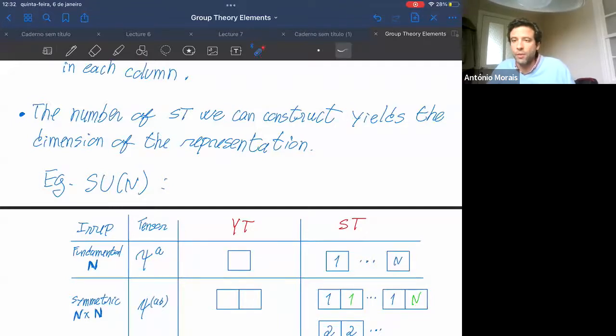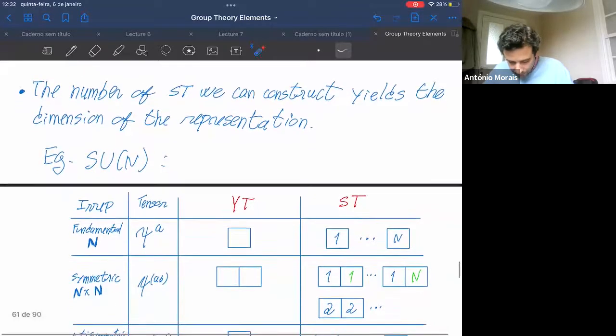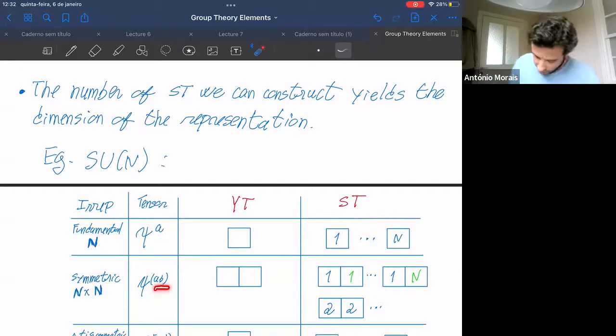SU(2), for example, the fundamental representation, n equals 2, so you have one Young tableau box. It's exactly the same, but the standard tableaux are 2 of them, so we have 1 and 2. And that means that the fundamental representation of SU(2) has dimension 2, because you can build 2 standard tableaux out of that.